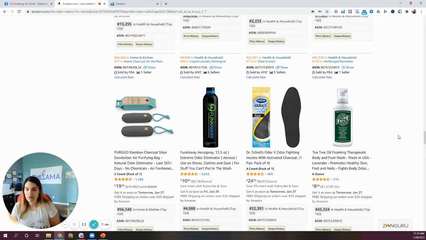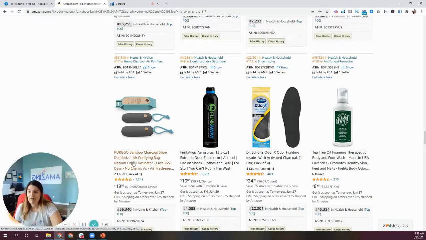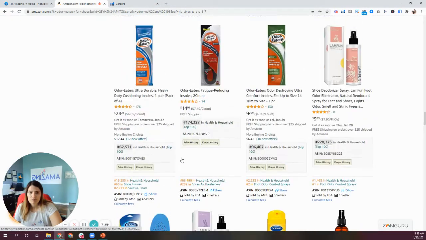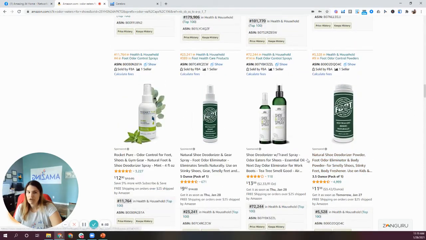So utilizing tools like Helium 10's Cerebro tool, which shows you where these other products are ranking organically for. And let's say that we find another product here, we can reverse search them as well. We can find all these really great keyword opportunities. And then what I want you to do is write your listing for that keyword.